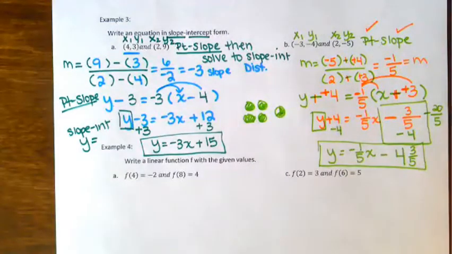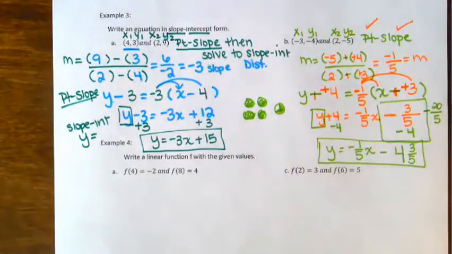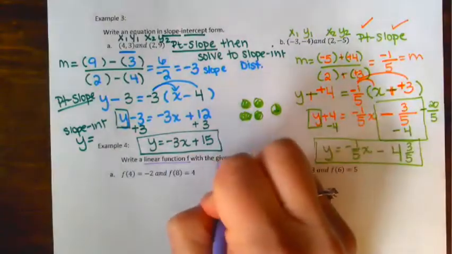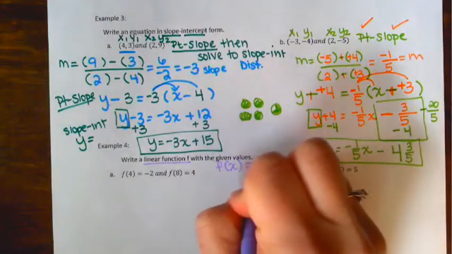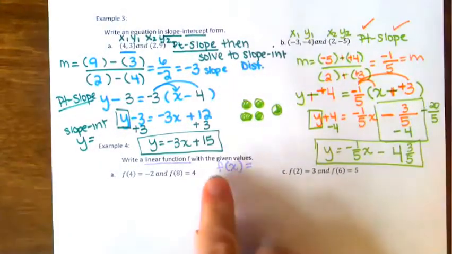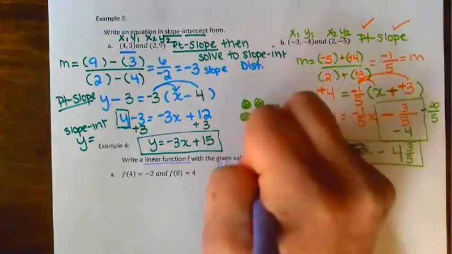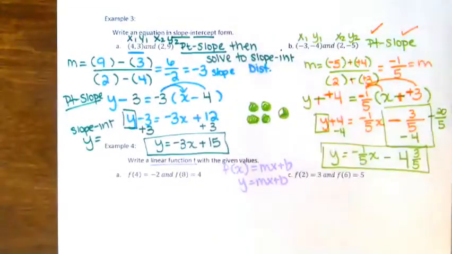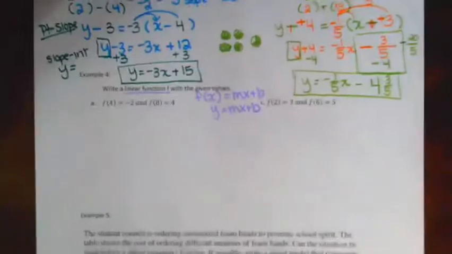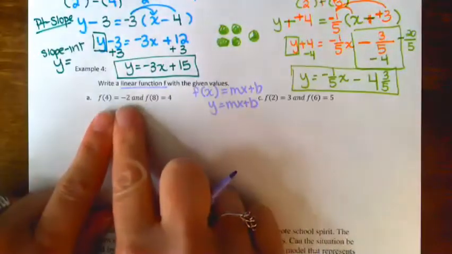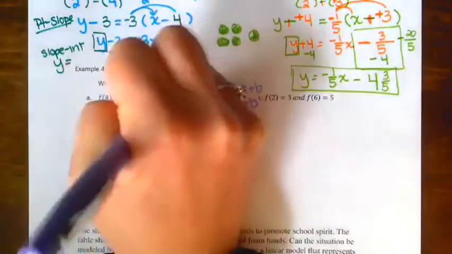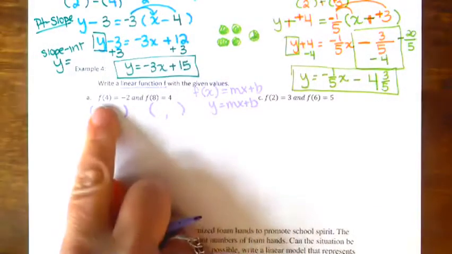And then example 4 is the exact same as we did here, except the directions are a little bit different because it says linear function f, and the linear function, remember, it just changes y to f of x. And if we want y equals or f of x equals, isn't that in slope intercept form? So y would equal mx plus b. Okay. And we know that both of these, if I have f of 4 equals -2, f of 8 equals 4, don't we have our coordinates from these? F of 4 equals -2.